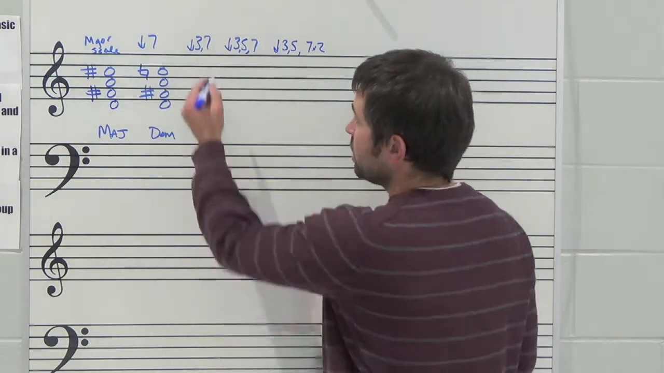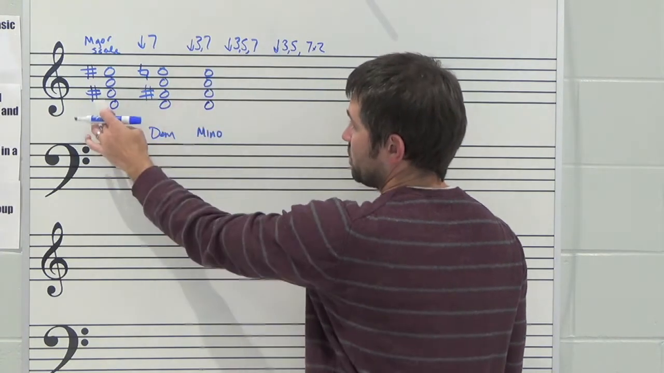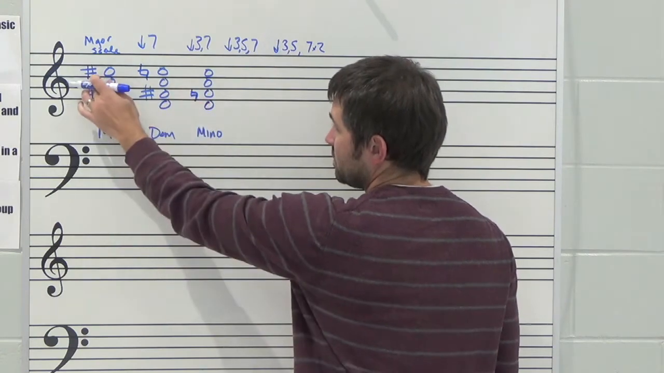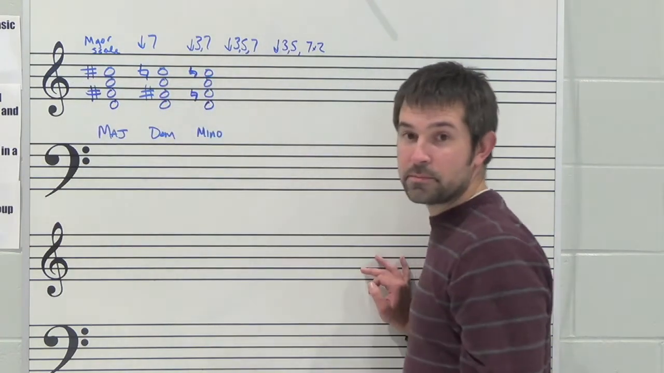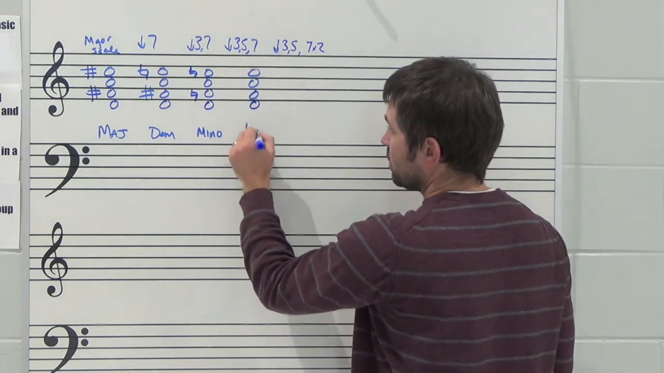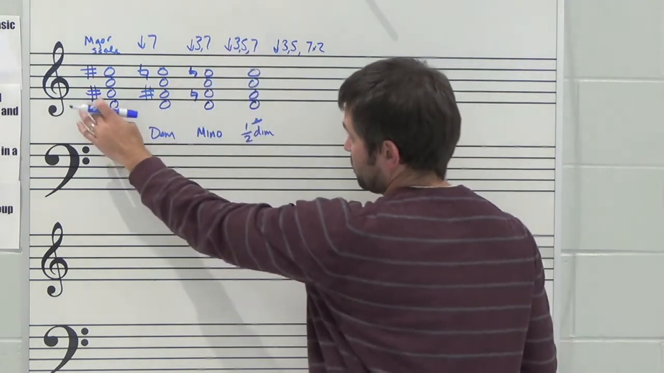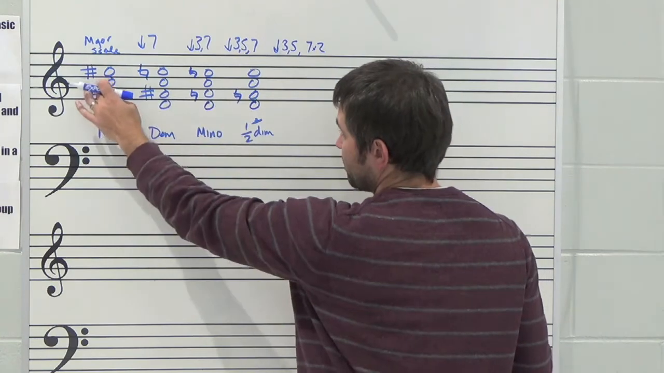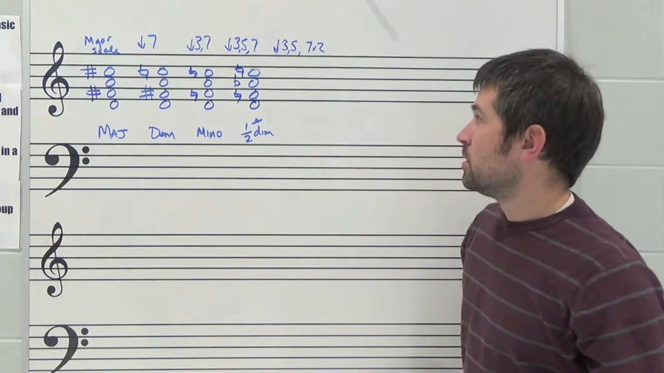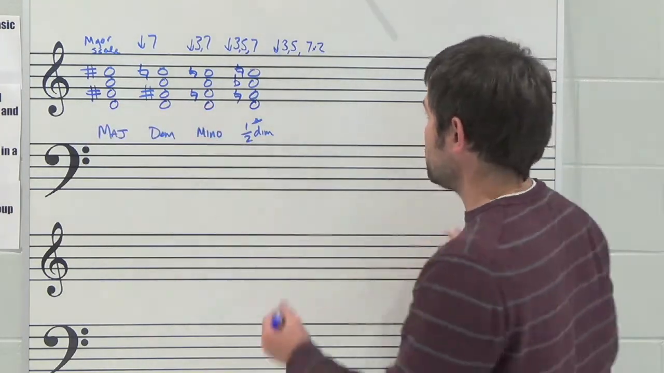To get my minor 7th, compared to my major, I'm going to lower the 3rd and the 7th. So F sharp is going to become F natural, C sharp is going to become C natural. My half diminished is a lowered 3rd, 5th, and 7th. So instead of F sharp, I have F natural. Instead of A natural, I have A flat. And instead of C sharp, I have C natural. You typically wouldn't write the natural signs in.